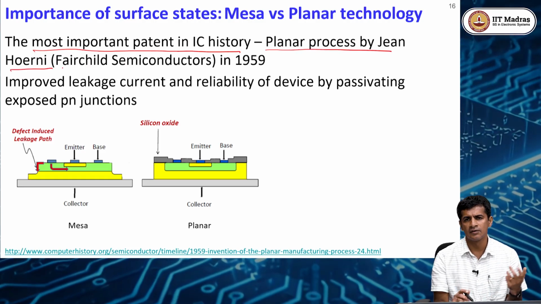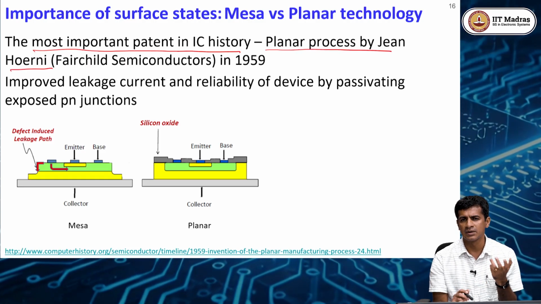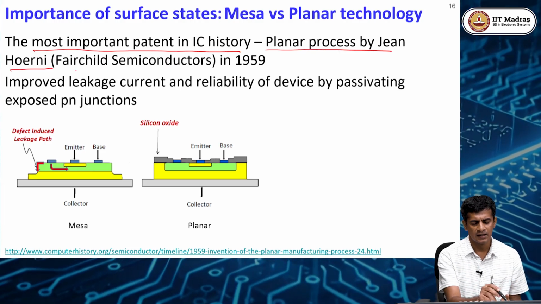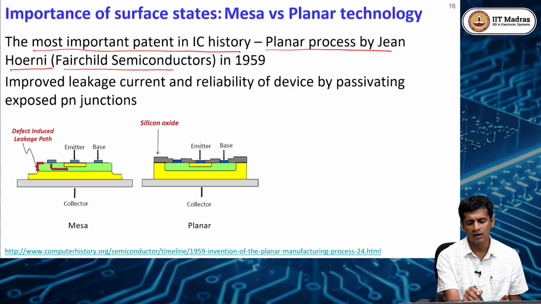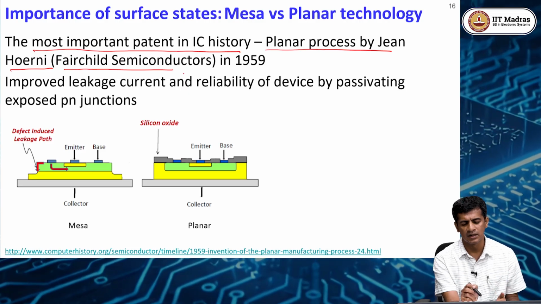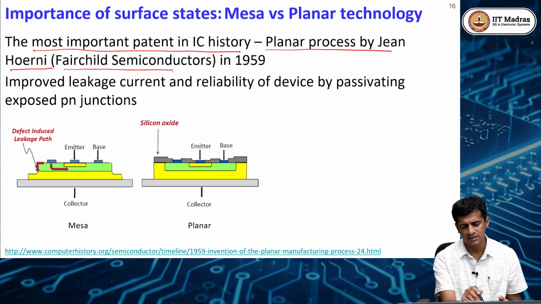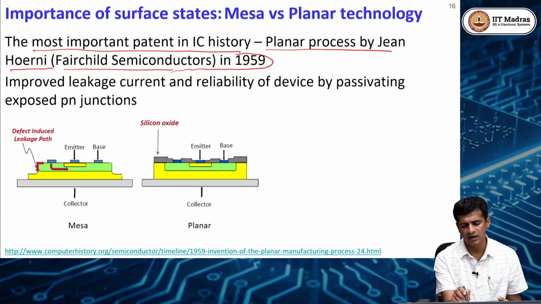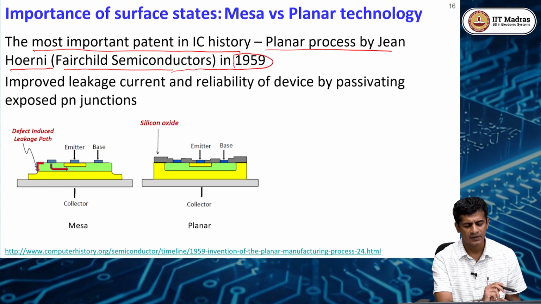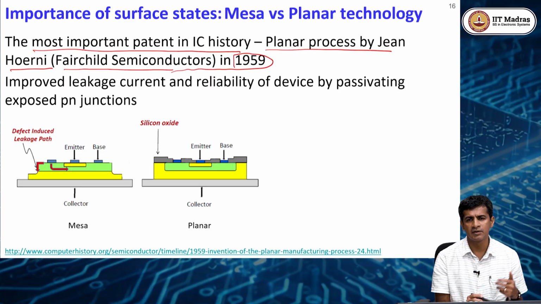Hoerni was an engineer, somebody with a double PhD in physics. Then he was recruited by William Shockley to work. Then he moved on to Fairchild Semiconductor. There he came up with this idea of the planar process in 1959. So we have to look at what was there until then.